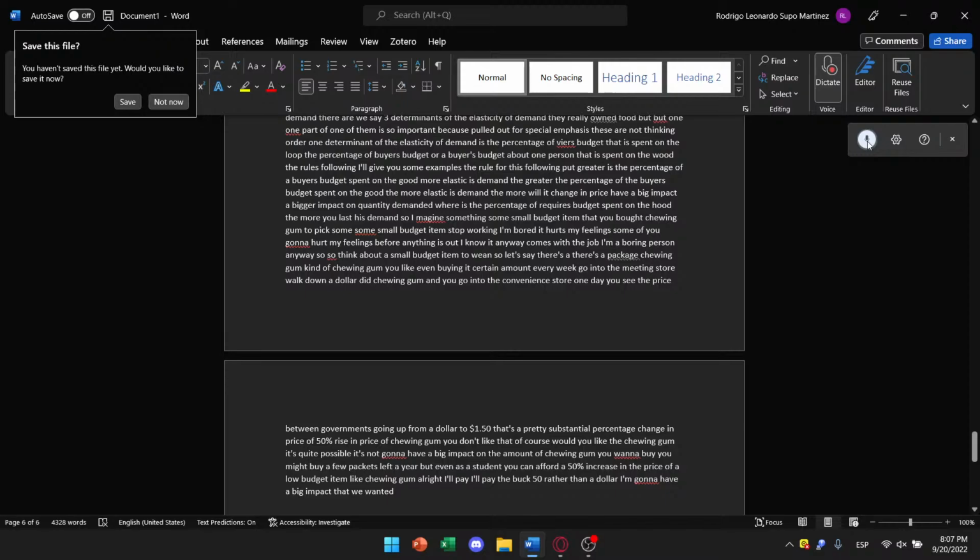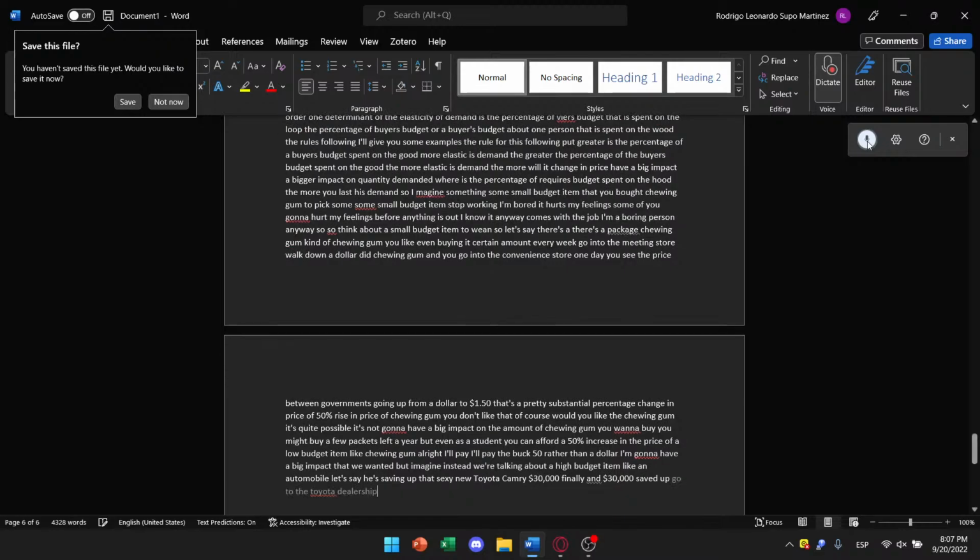But imagine instead we're talking about a high budget item, like an automobile. Let's say you're saving up for that sexy new Toyota Camry. It costs $30,000. You finally have $30,000 saved up. You go to the Toyota dealership and you discover just as you get there that the price of the Camry is going up from $30,000 to $45,000. It's a 50% increase in price, just like with chewing gum. You don't go, "Keep the change." You don't say, "All right, here's another 15 grand."